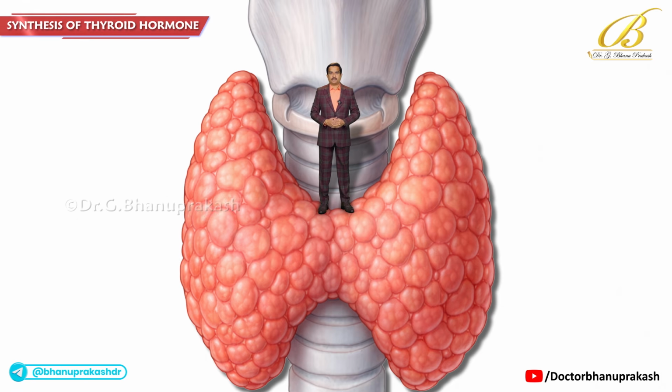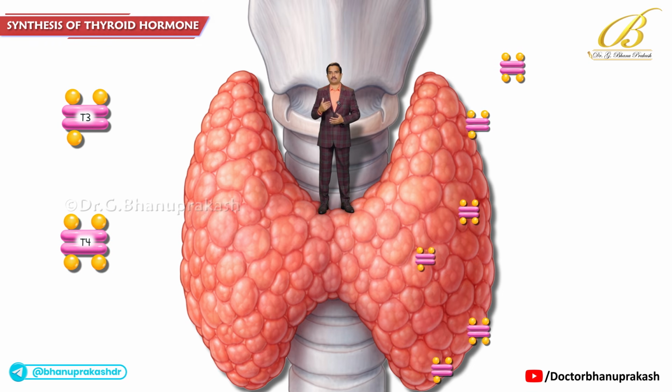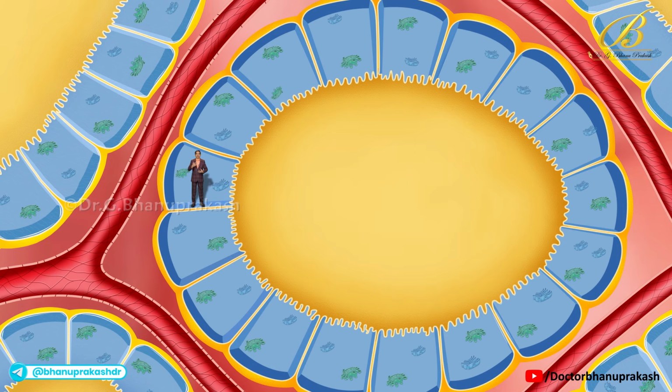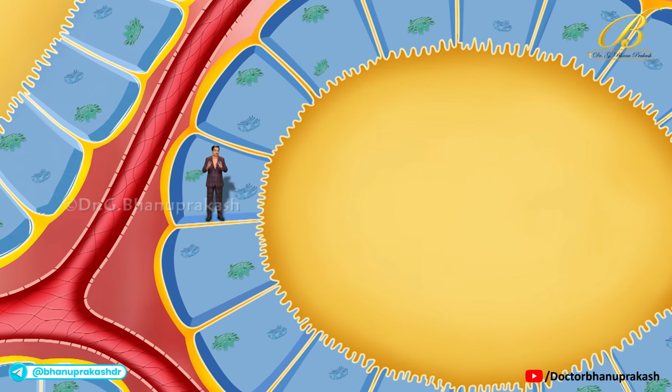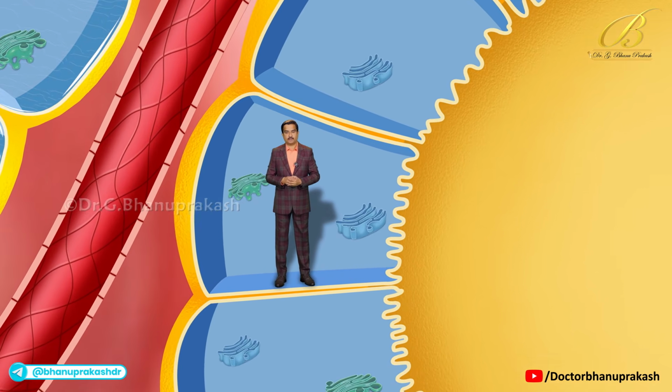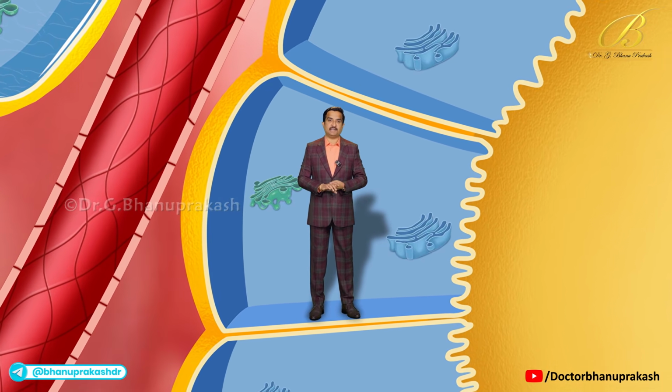Hello everyone. In today's class, let's walk through the synthesis of thyroid hormones, T3, which is triiodothyronine, and T4, thyroxine. It is a multi-step, beautifully orchestrated process that takes place inside the thyroid follicles. The cells responsible for this are called thyrocytes or follicular epithelial cells.